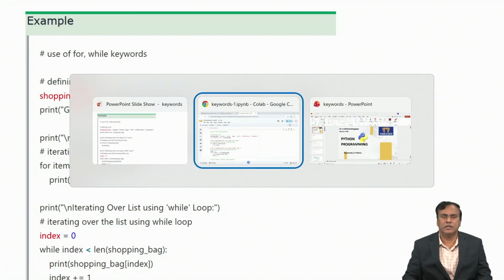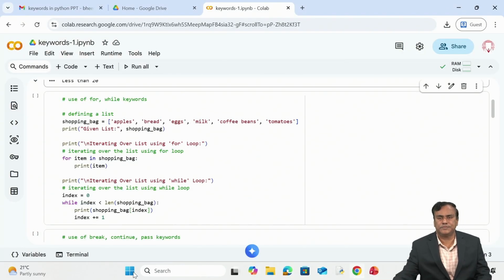So moving on. This snippet of code demonstrates the use of the keywords for and while. The same code I have taken here that I explained in the PPT. Here I have one list. I am accessing the elements of this list using for and while. Let us execute this. What will happen?